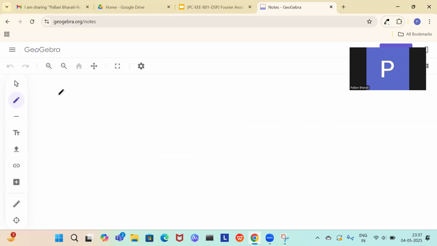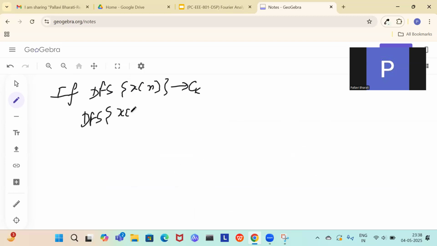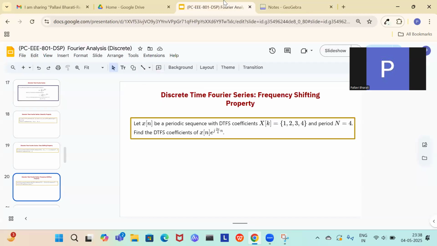So if the DFS of x[n] is c_k, and we find the DFS of x[n] into e to the power j capital M 2 pi by capital N into n, so you are shifting by this, then in the frequency domain the coefficients shift to c of k minus M. There is a shifting over here. Now let us see this question.